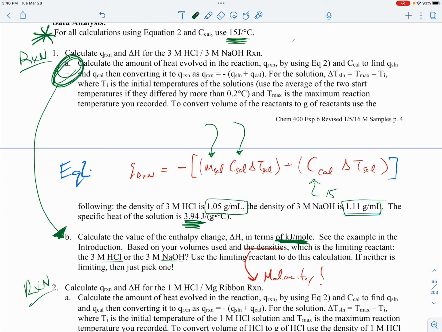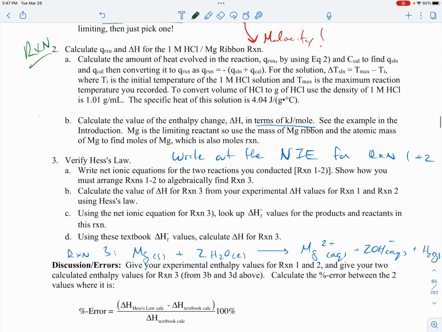A little typo here that I noticed, you want to use your volumes, how much HCl and NaOH you used, and the molarity of each solution. That's how you want to calculate the limiting reagent. Don't use the density.